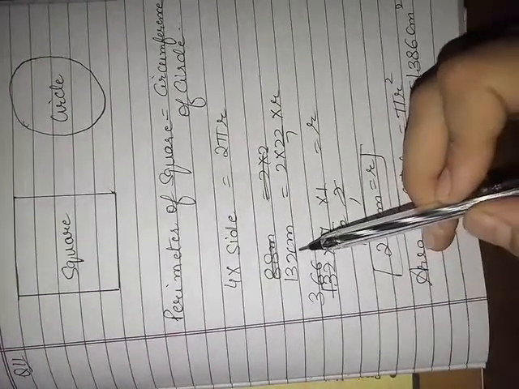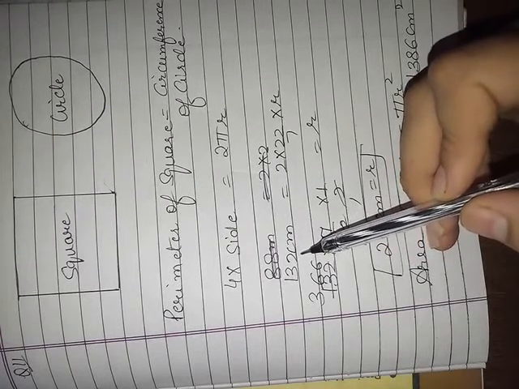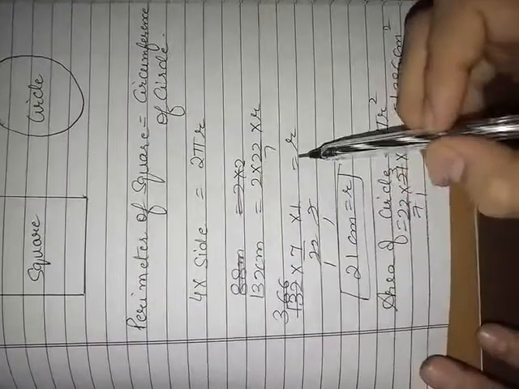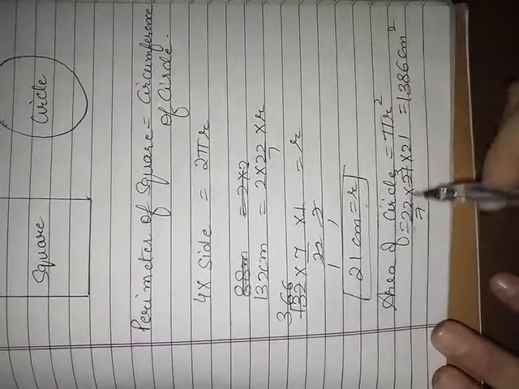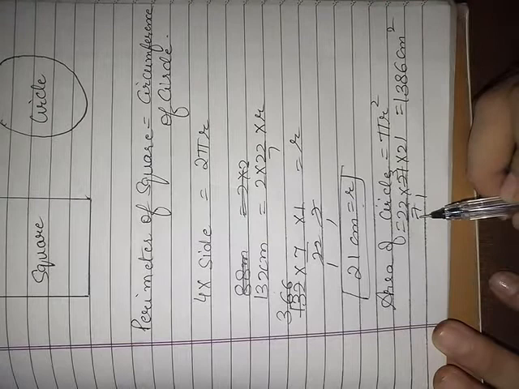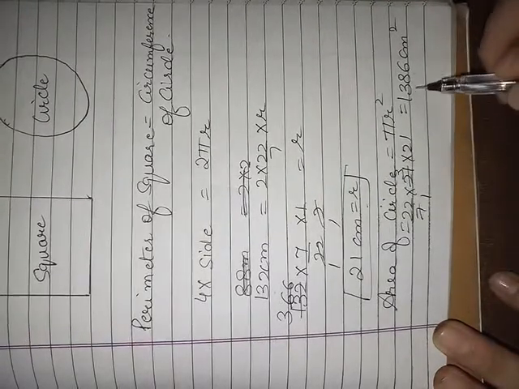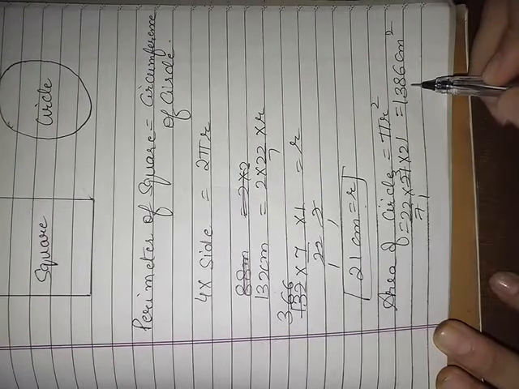The perimeter of the square is given as 132, which equals the circumference. First we will find the radius, then the same radius we will use to find the area of circle, that is pi r square, and use the value of pi as 22/7. Radius is 21, so 21 into 21. After multiplication you get the answer 1386. That is your required result.